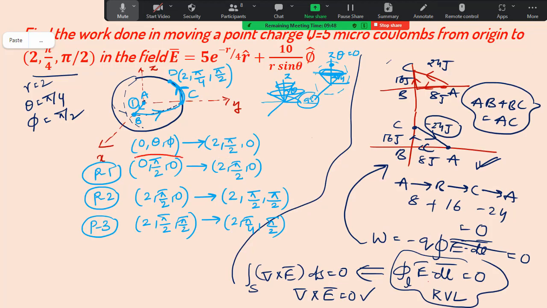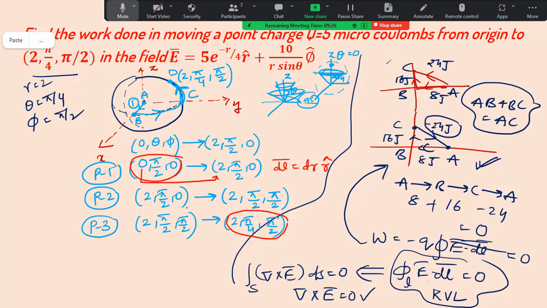Origin is in our case 0, pi by 2, 0. Then we moved the charge finally to 2 comma pi by 4 comma pi by 2. In order to move this one, we have chosen three paths. In path 1, if you observe, only R is changing. So the related dl bar is dr r cap.